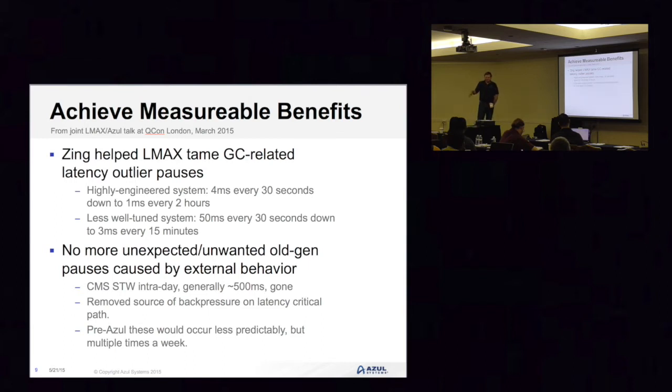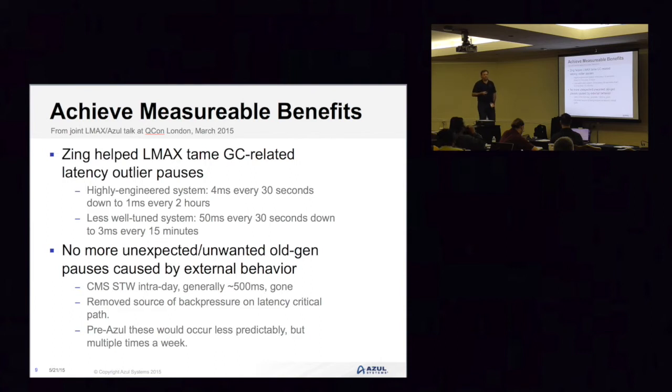On the other systems that weren't the matching engine, that were just sort of part of the balance of plant, they had things that were 50 every 30 seconds. So again, pounding rapidly. We got those down without much work to 3 milliseconds every 15 minutes. So we're taking this scale down to millisecond level. And then they had these big gargantuan pauses that could be half a second, which is forever in terms of a trading platform. They're gone.